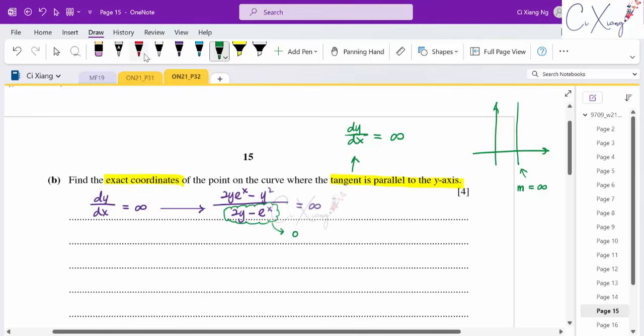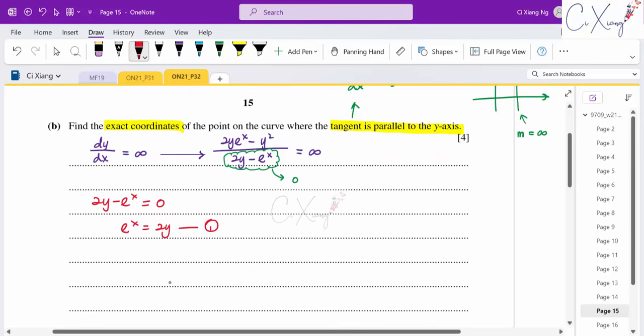So we will solve it using this idea, where I let 2y minus e power x equal to 0. Then I have e power x equals to 2y. I assume that this is one equation. To get the values for x and y, of course, we have to solve the equations simultaneously. So you already have one equation here. How do we solve this equation with another one simultaneously to get a coordinate?